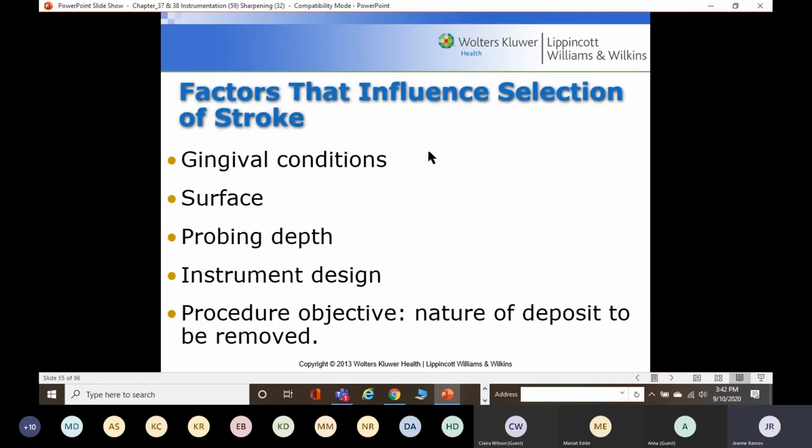So factors that influence the selection of what stroke you're going to use are their gingival conditions, what the surface of the tooth feels like, whether there's demineralization or decalcification or what's going on, probing depths, instrument design, and the nature of the deposit to be removed. Is it light? Is it heavy? Is it a little bit? Is it wide? Whatever is going to determine what instrument you're going to choose.